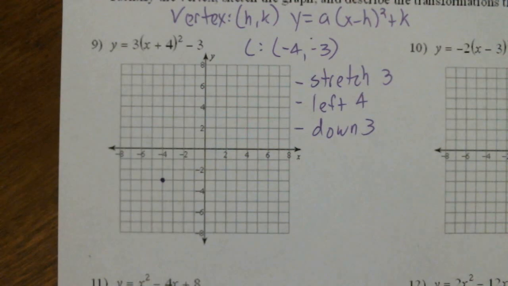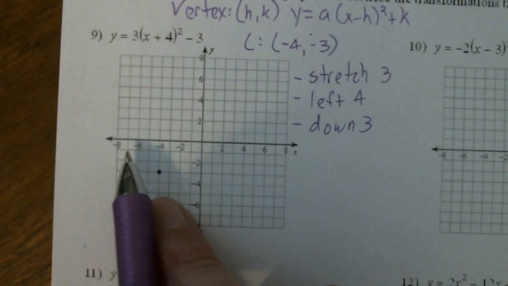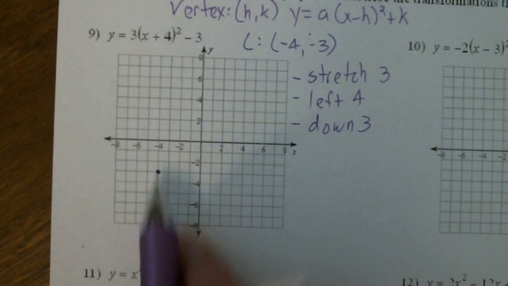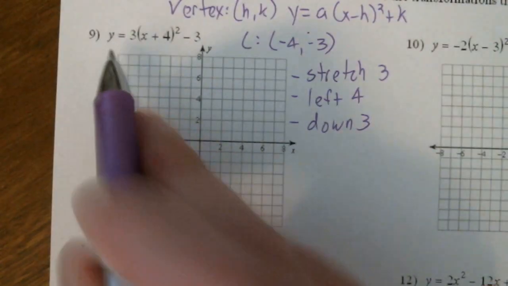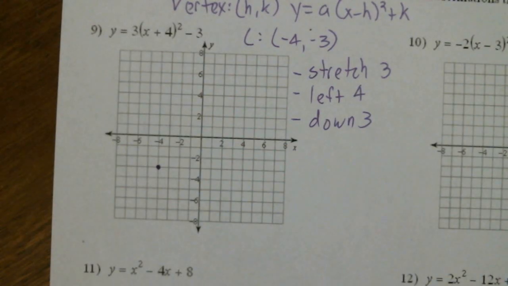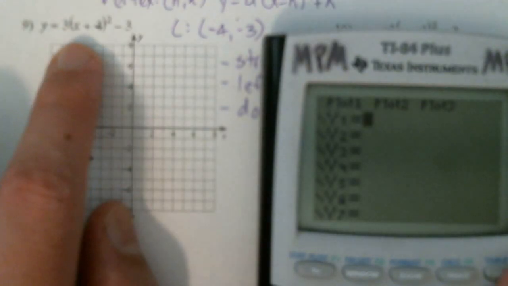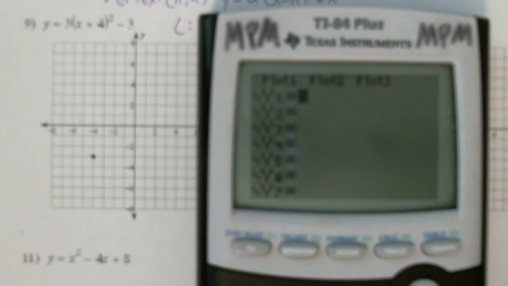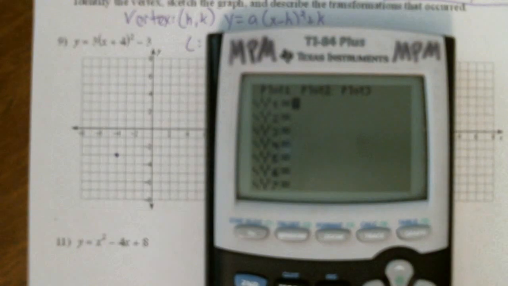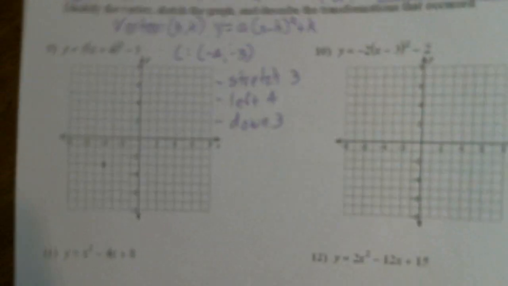Now you can do it the old school way and just grab some x values to the left and to the right of this vertex and plug them in and get your output, but it's a lot easier to just use your calculator. So I'm going to get my trusty calculator. I'm going to go to y equals, clear whatever's in there, and type in my equation. Maybe I need to zoom out a little bit. Let's see if that helps.